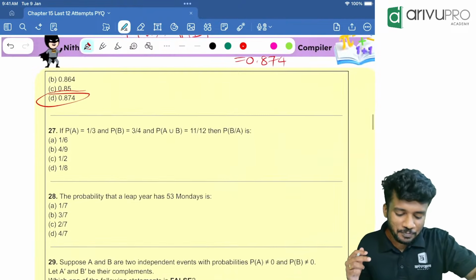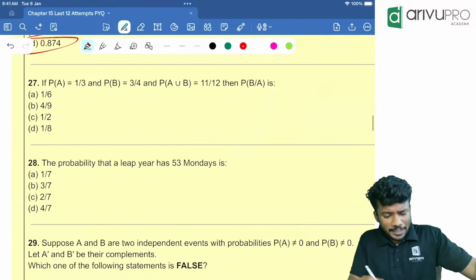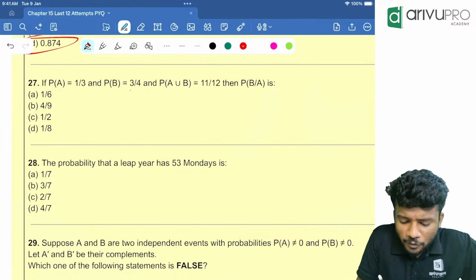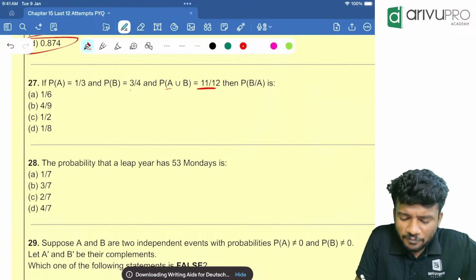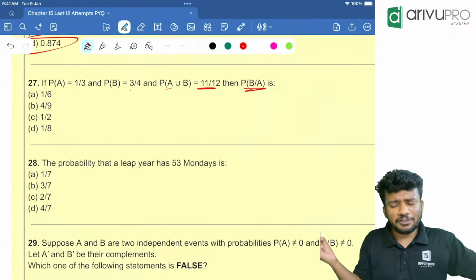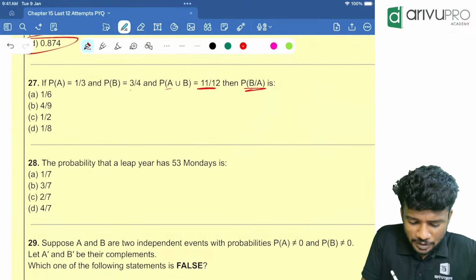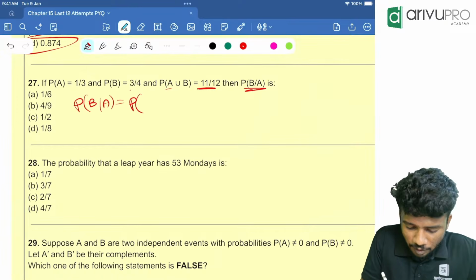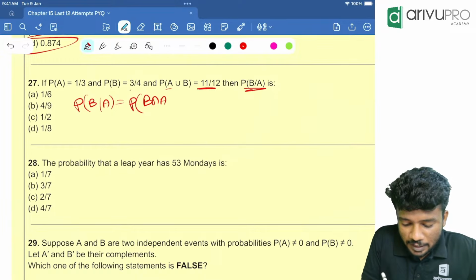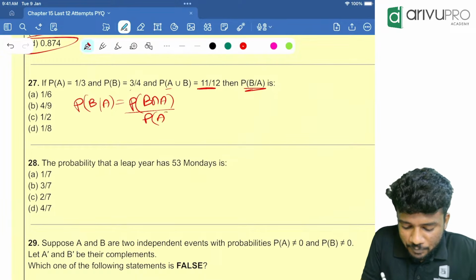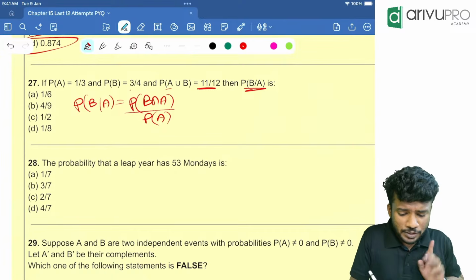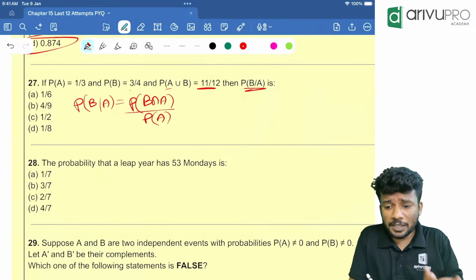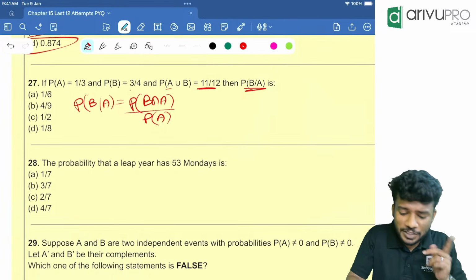Yes. Next one. If P of A is equal to 1 by 3, P of B is equal to 3 by 4, P of A union B is equal to 11 by 12, then find the value of P of B given A. P of B given A is what? The P of B intersection A divided by P of A. People, P of A is given in the question. P of A intersection B is not given in the question. How will you find it?